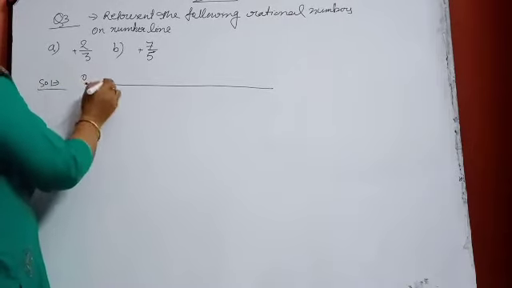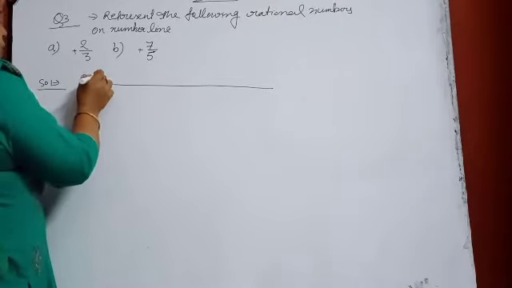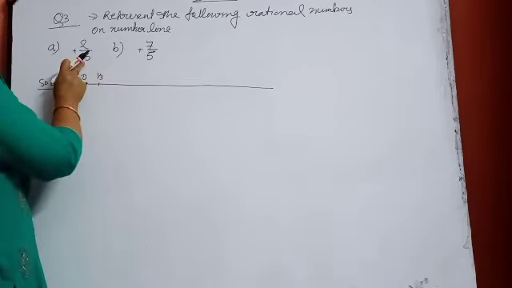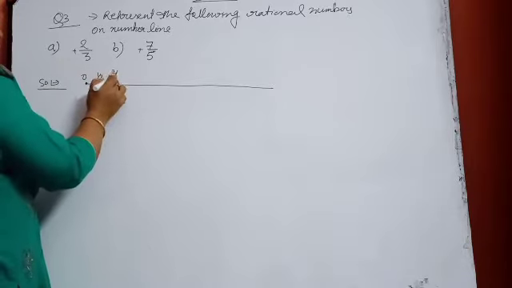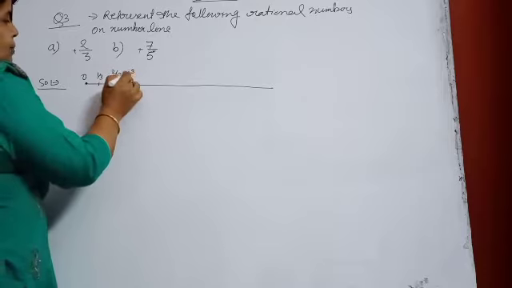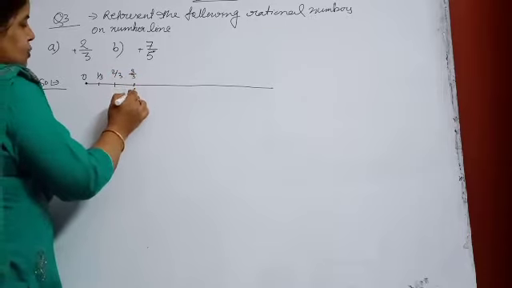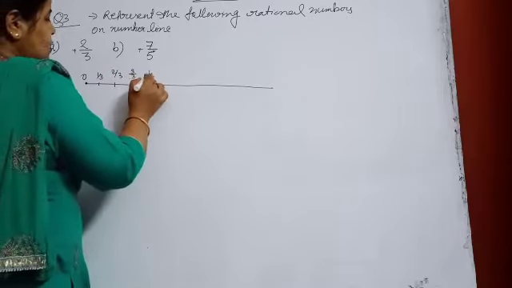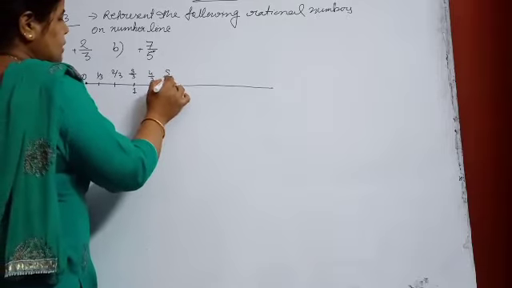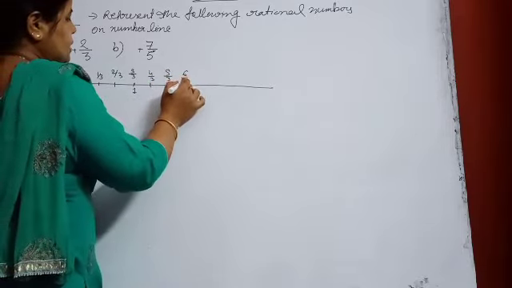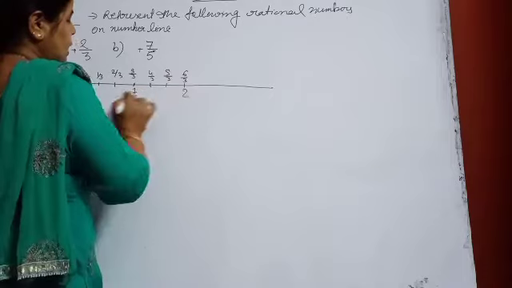See here. We will write 1 upon 3, because in the denominator there is 3. So 2 upon 3 and 3 upon 3, and 3 upon 3 means 1. Then 4 upon 3, 5 upon 3, 6 upon 3. 6 upon 3, if you cancel, it will become 2.